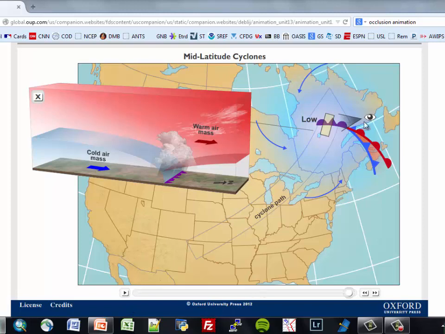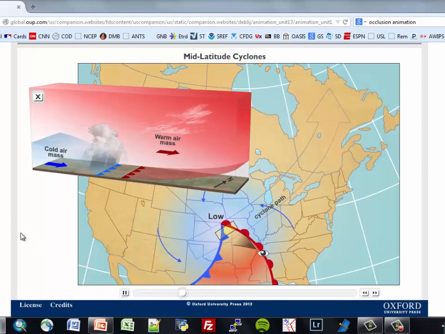We have warm air aloft, and so we probably just have cloudy rain showers left over. There's really not much left in terms of any temperature change at the surface, but aloft we can still get showers and storms with these occluded features. So I'll play that through one more time to let you see what that looks like.